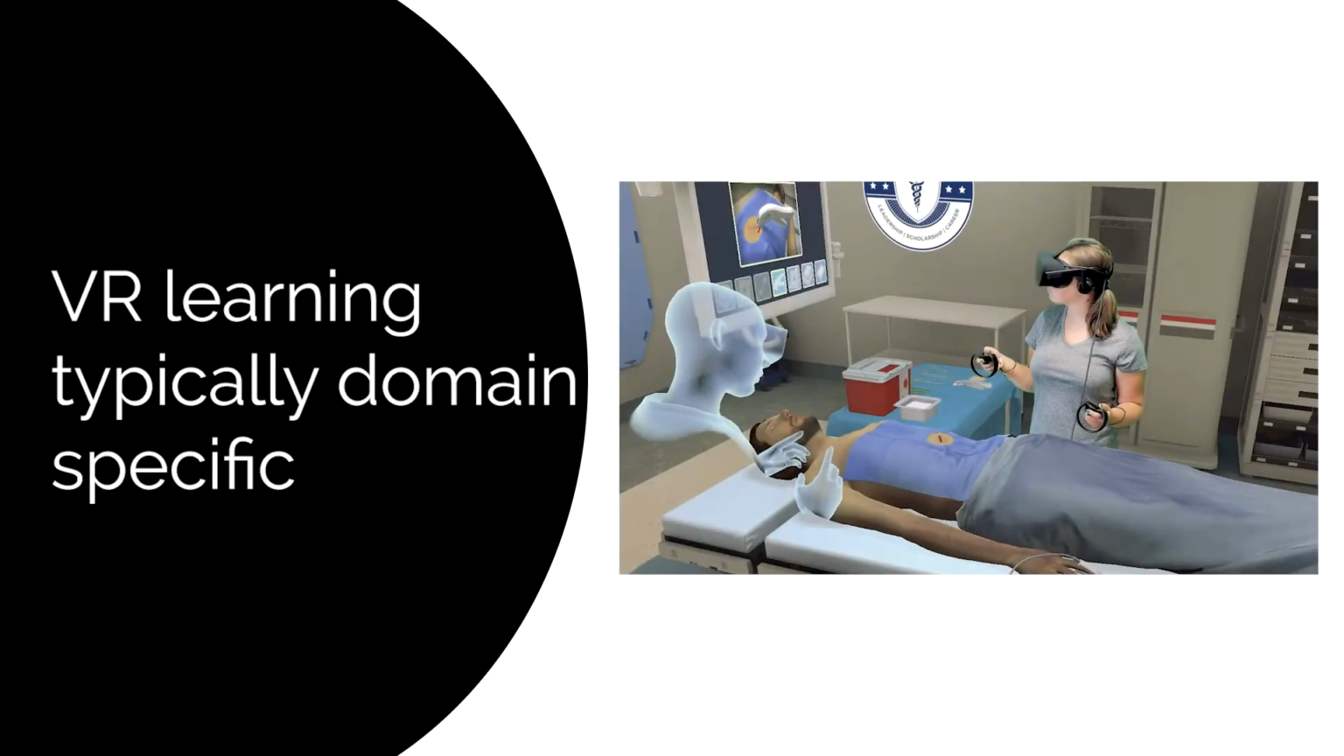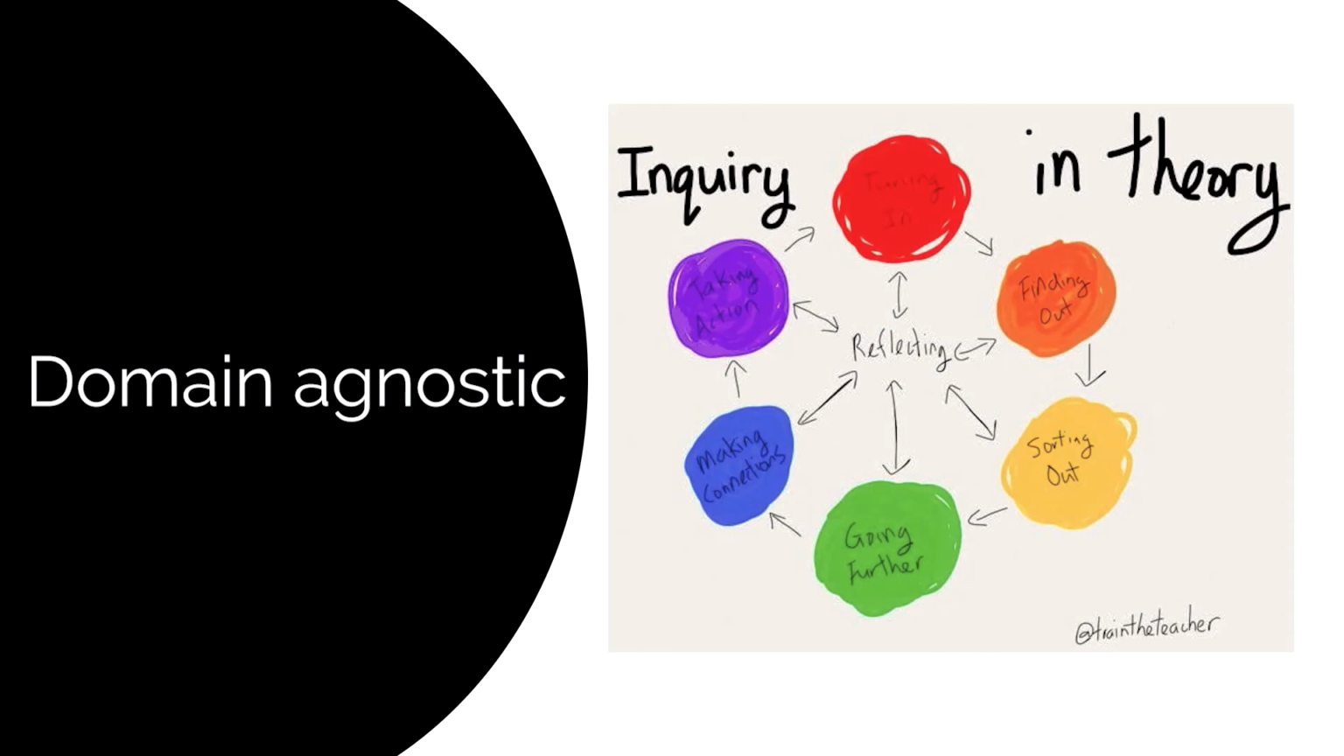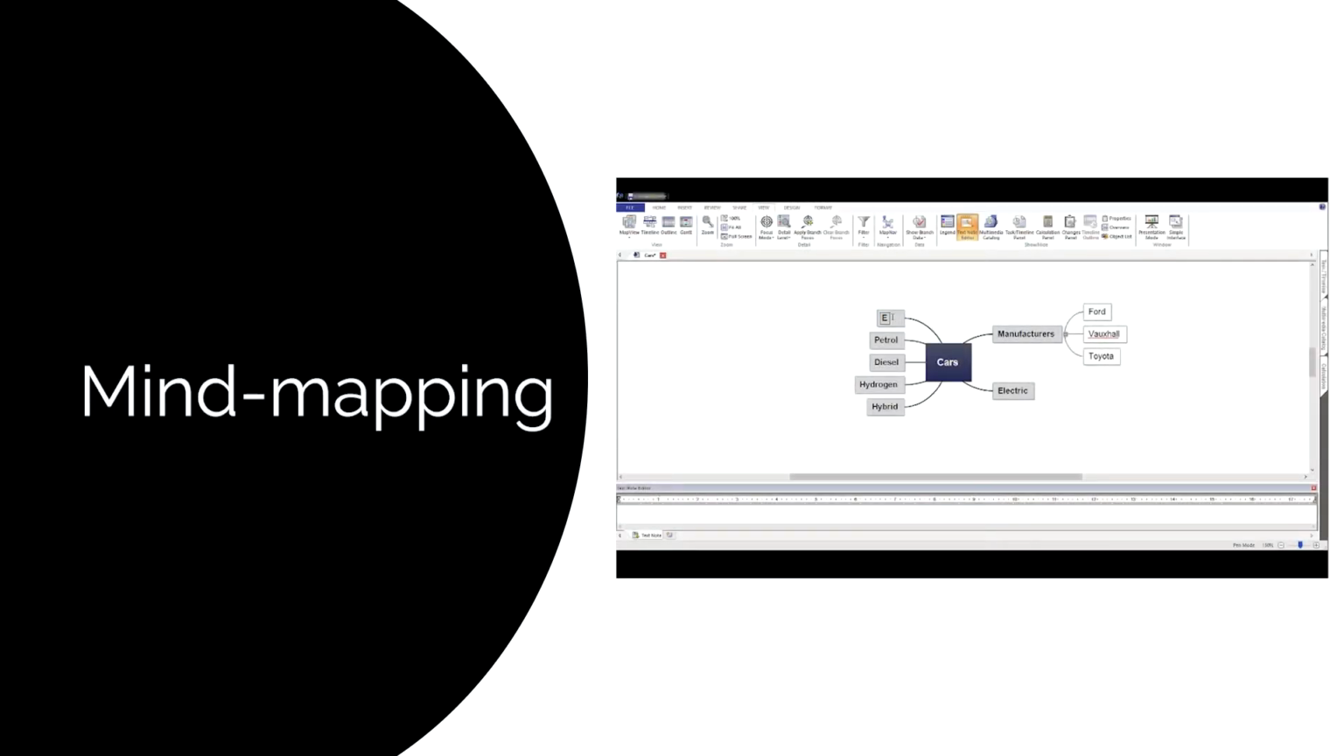Most VR learning applications also tend to be domain-specific, such as learning medical procedures or how to program robots. Tools that can be used in a domain-agnostic manner can leverage techniques such as inquiry-based learning, have wider applicability, and can be used as a scaffolding strategy by teachers. Mind mapping is a domain-agnostic tool that has been shown to aid learning.